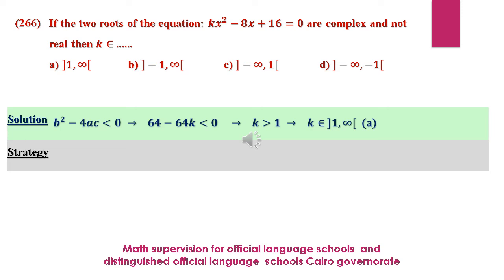Notice that we change the inequality sign when we multiply or divide by a negative non-zero number. So k is greater than 1, therefore k belongs to the interval from 1, open, to infinity.